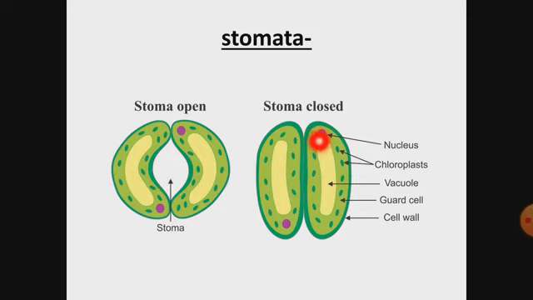See, in the guard cell you have got nucleus, you have got many chloroplasts. You can see many chloroplasts are present. These green dots are the chloroplast. This central one is the vacuole, and this one as a whole bean shaped structure is guard cell, and outside is the cell wall. Same for this one, only the thing is it is open.